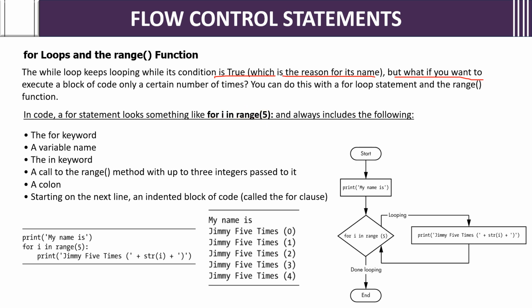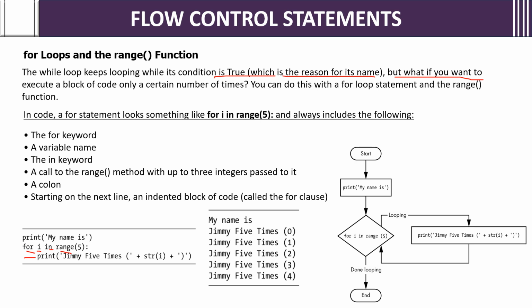The for keyword should be there. After the for keyword, a variable name you can give, here it is i. It is not compulsory that you take i. You can take j, k, l, m, like that. You can take any variable. Usually we take i. Then the in keyword and a call to the range method with up to 3 integers passed to it. We can pass 3 integers to it, then a colon, starting on the next line an indented block of code. That is nothing but the for clause.